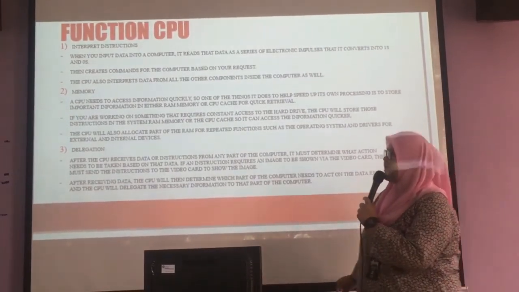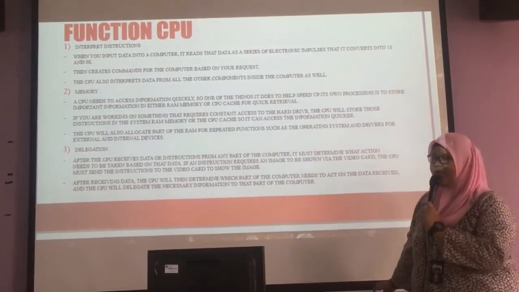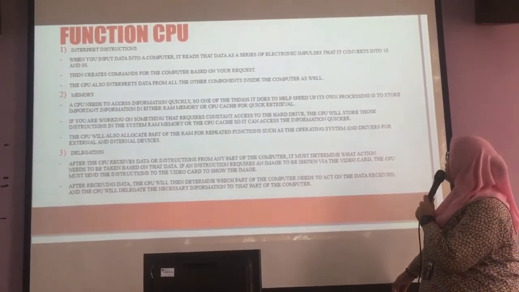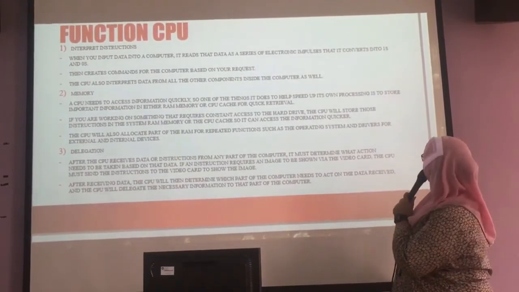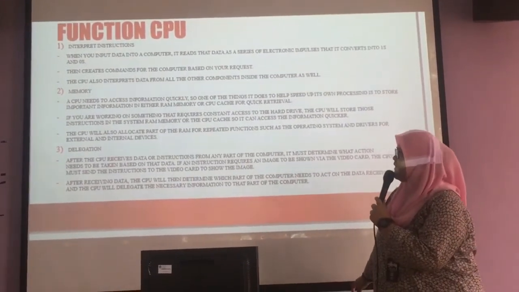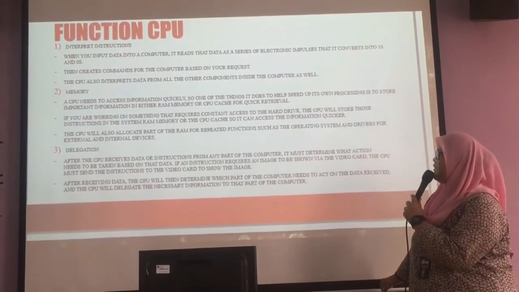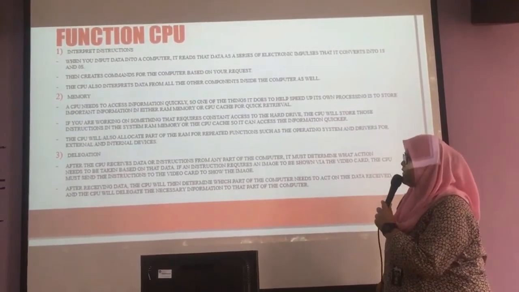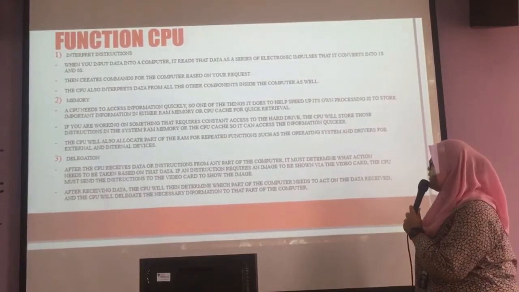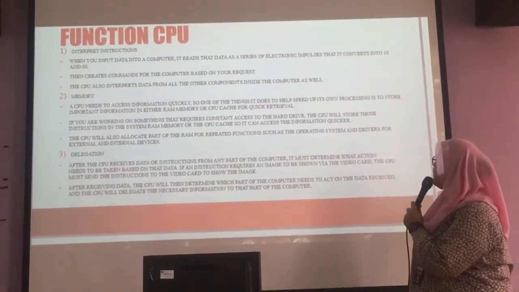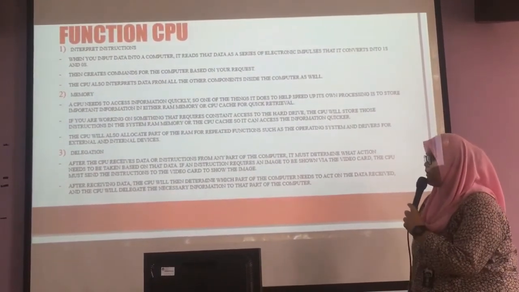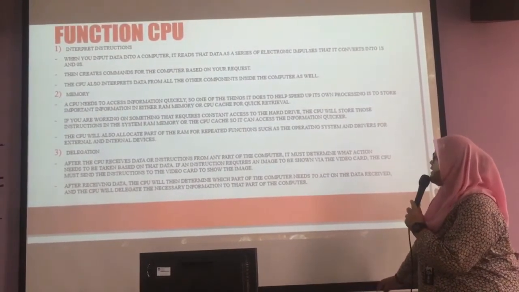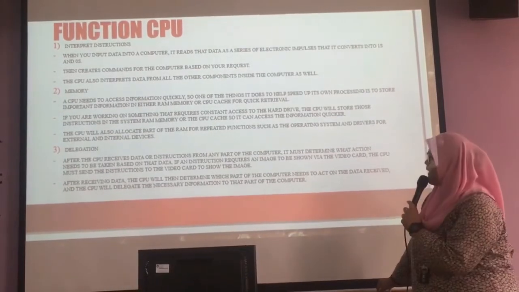Next is memory. The CPU needs to access information quickly. So one of the things it does to help speed up its own processing is to store important information in either RAM memory or the CPU cache for quick retrieval. If you are working on something that requires constant access to the hard drive, the CPU will store those instructions in the system RAM memory or the CPU cache so it can access the information quicker.